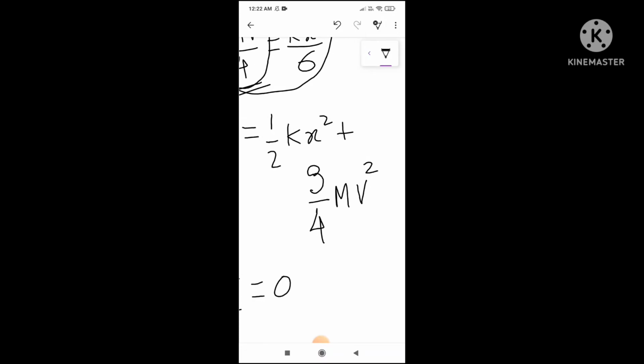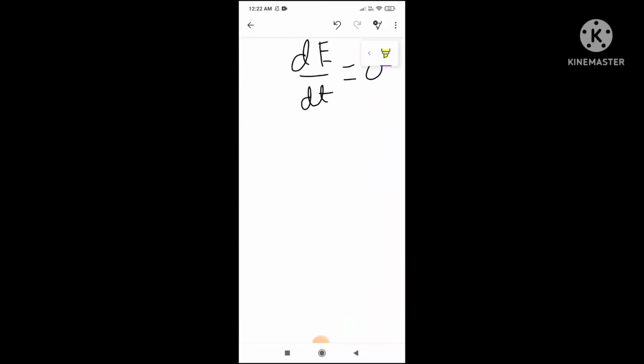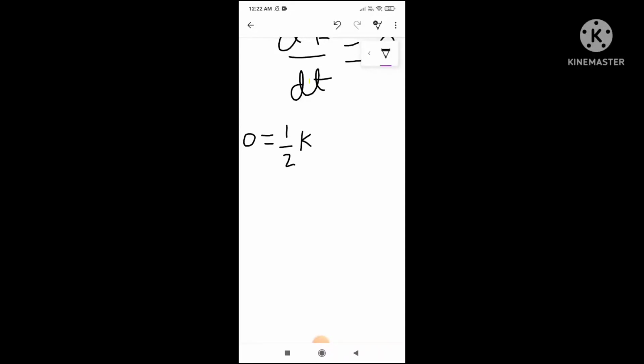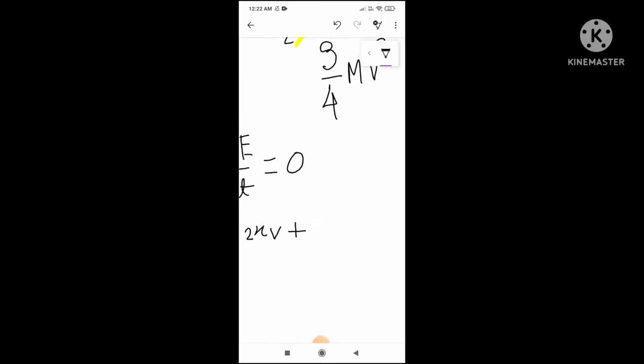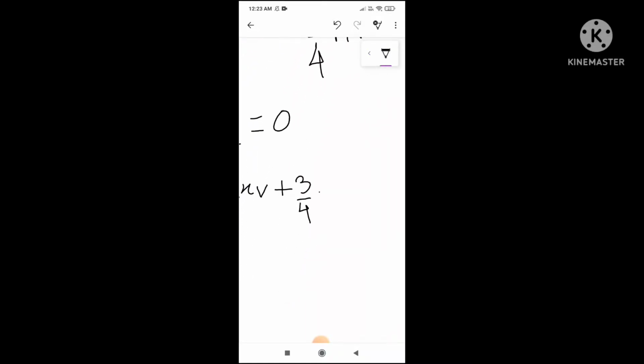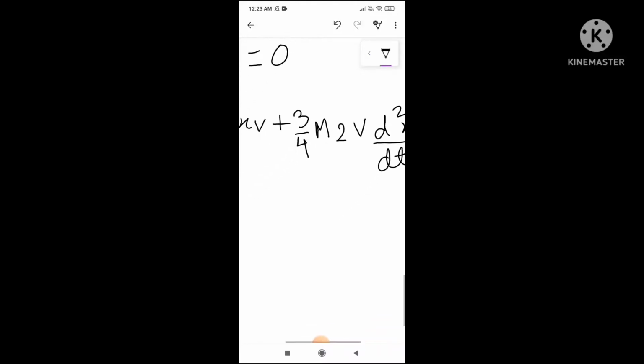So we are doing the time derivative of these two terms. What is the time derivative of this term? Half k 2xv, as we did in that mass block also. I'm writing the RHS first, that is 0 equals, now the LHS, dE by dt, half k 2 times x, and then dx by dt. From here, half k x square gives 2x dx by dt, that is v, plus 3 by 4 m v square gives m 2v dv by dt, that is d2x by dt2. This is what I get.